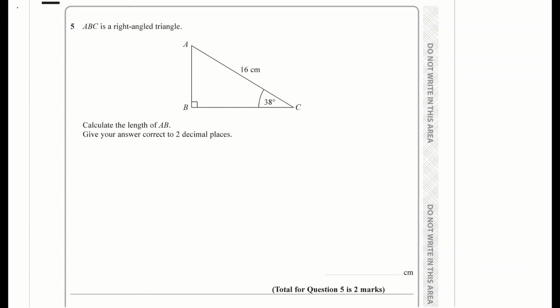Question 5 is our trigonometry question. ABC is a right angle triangle. Calculate the length of AB. So let's just first of all mark in AB. What do they want us to find? They want us to find the length of that line here.